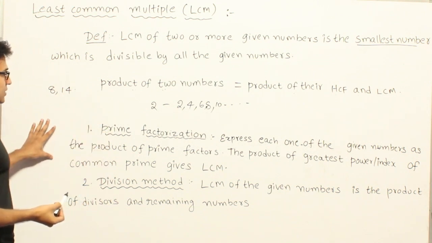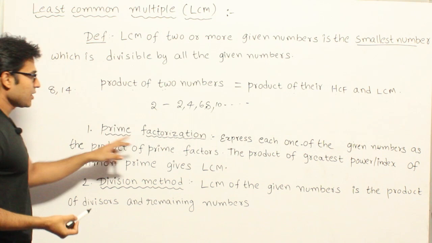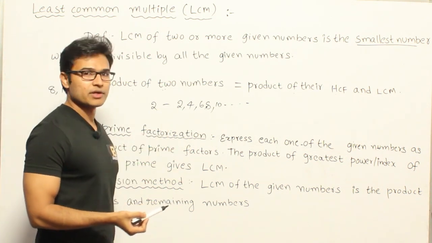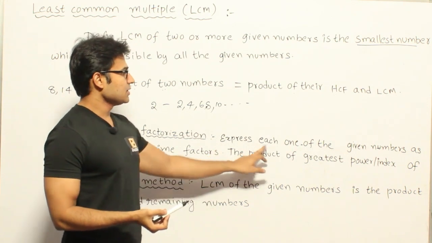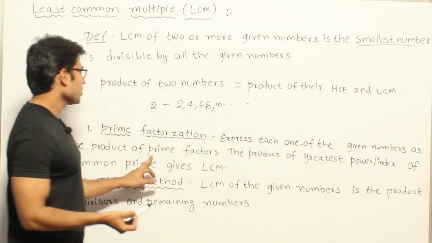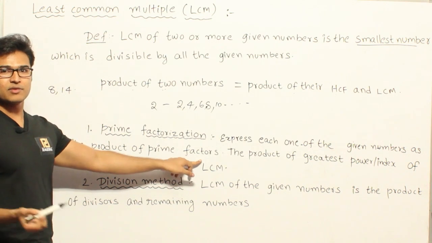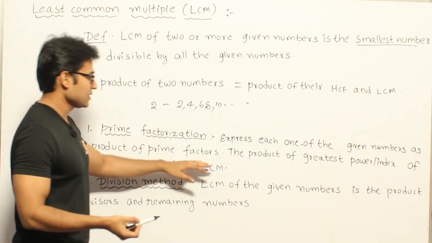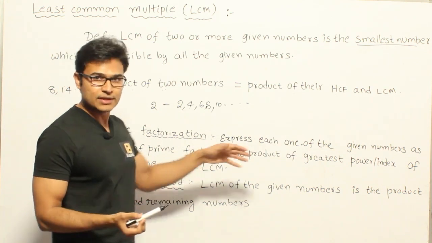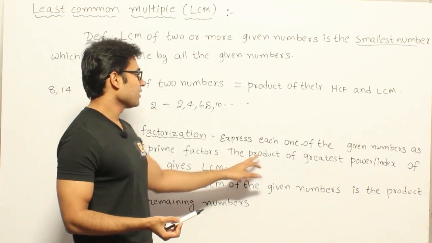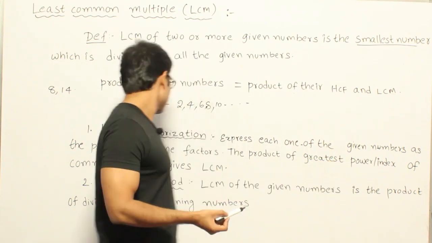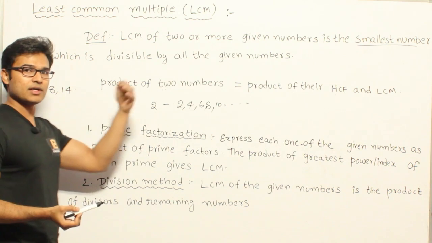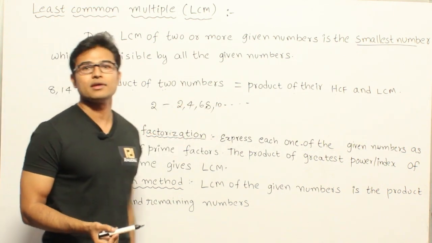First one is the prime factorization method, the same way which we have done earlier, but the final answer will be different. Express each one of the given numbers as the product of prime factors, same as the previous method. Earlier we had taken the least index, but here the product of the greatest power or index of the common primes is going to be the LCM. So there we had taken the least, and here we are going to take the highest.